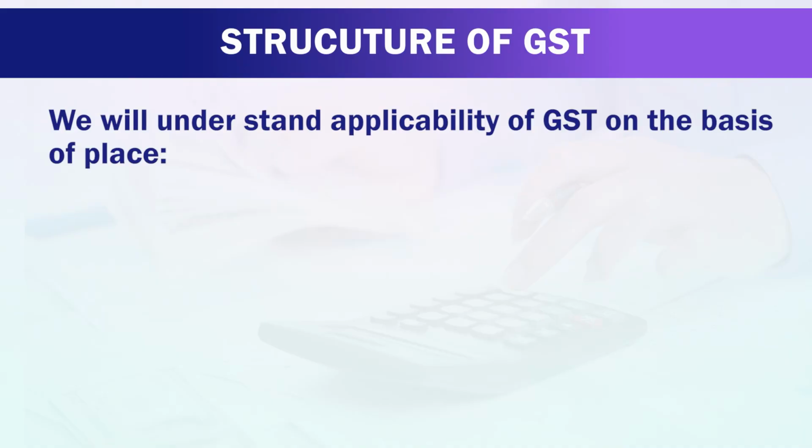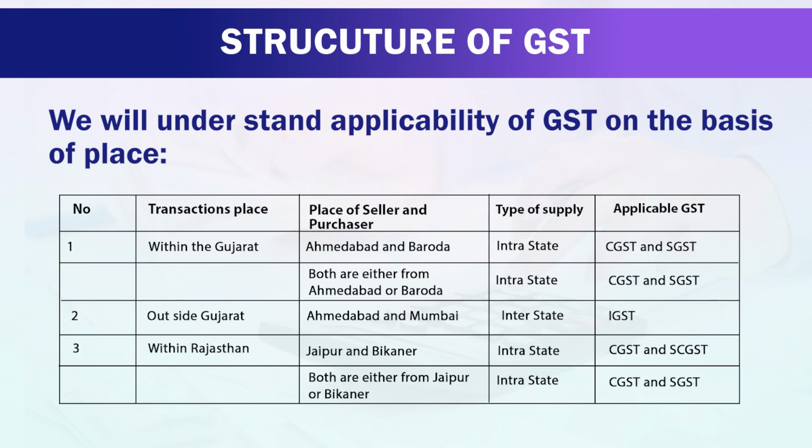understand with some illustration. We will understand applicability of GST on the basis of place. As I explained to you that in a case of GST, the determination of place is very important to determine GST liability. Here in the table, we are given certain transactions. Have a look on that. Transaction place is given to you, place of seller and purchaser is given to you, type of supply we can decide, and which GST is applicable, that also we will see.